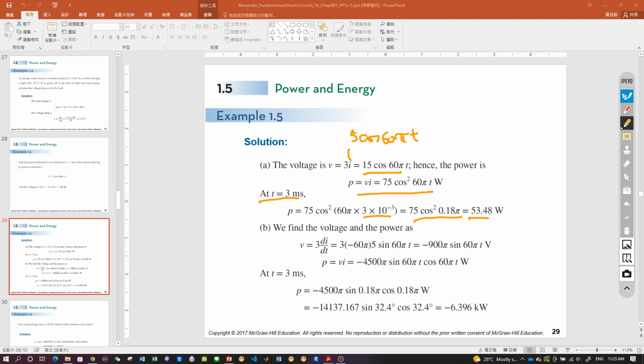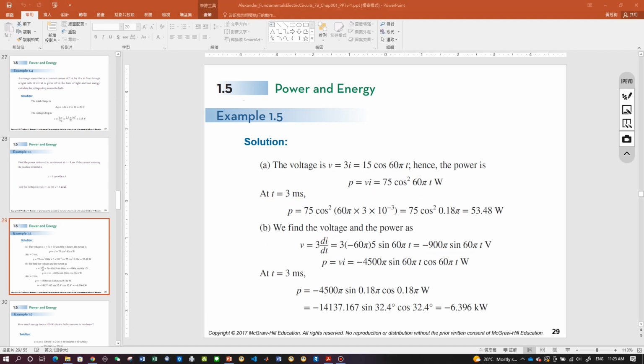So, 53.8. And for the other one, the voltage involves the differential. This one differential is 60 plus 300, that is 65. So this is minus 900, and the calculation at 3 milliseconds. This should be very, very simple, a simple calculation.